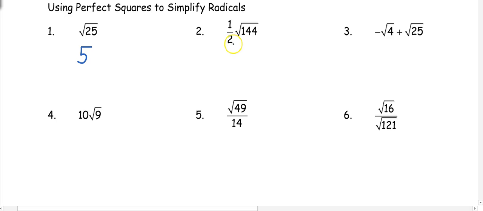In number 2, we have a half out front, but we're still going to focus on our square root first. So the square root of 144 is 12. So we have 1 half times 12, and then 1 half times 12 is 6.